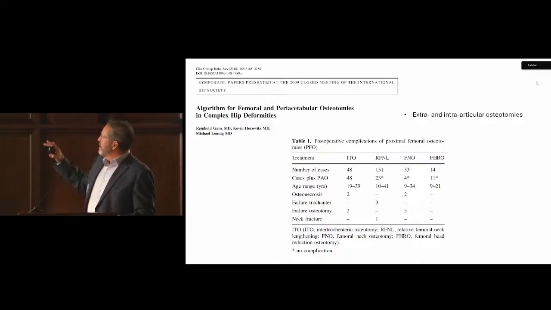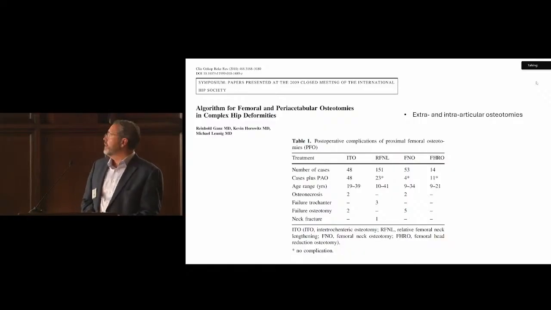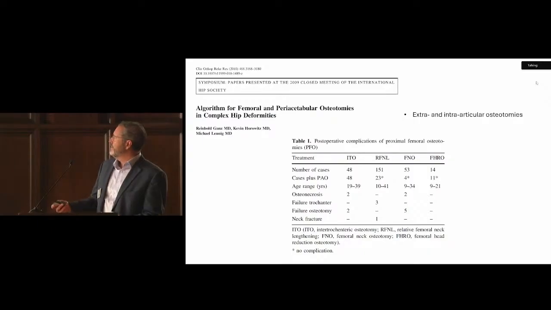This is kind of the summary of the cases that they had, where they did intertrochanteric osteotomies, relative femoral neck lengthening, femoral neck osteotomy, and then femoral head reduction osteotomy, as some of the cases were presented this morning already, similar to these. They included both extra- and intra-articular osteotomies, which are obviously very complex cases.